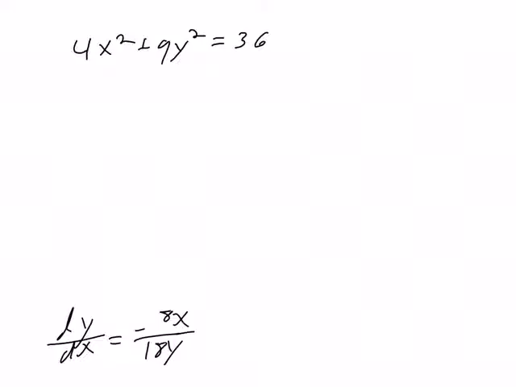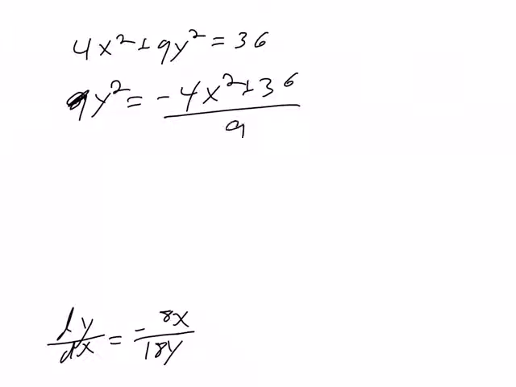So we have 9y squared is equal to negative 4x squared plus 36. So then we divide by 9. So then we have y is equal to plus minus the square root of all that.